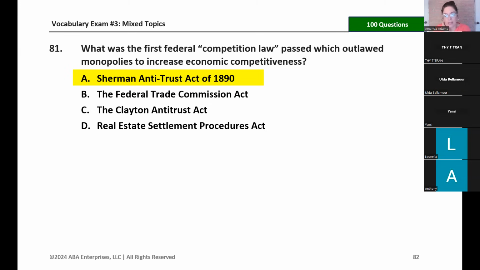Rosneet says, I don't remember the dates for B and C. These actually go in this order, Rosneet: first, second, and third. I think this one was in 1914. You don't really need to remember the dates. Really, for antitrust, just focus on the violations. Make sure you know the violations, okay? You're welcome.